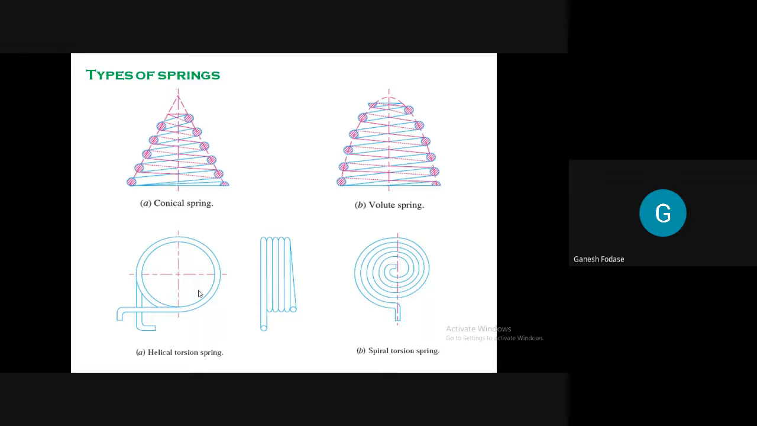In door hinges, which type of springs are used? Also in door locks, some springs are coming. Have you seen that spring? Which spring is it?